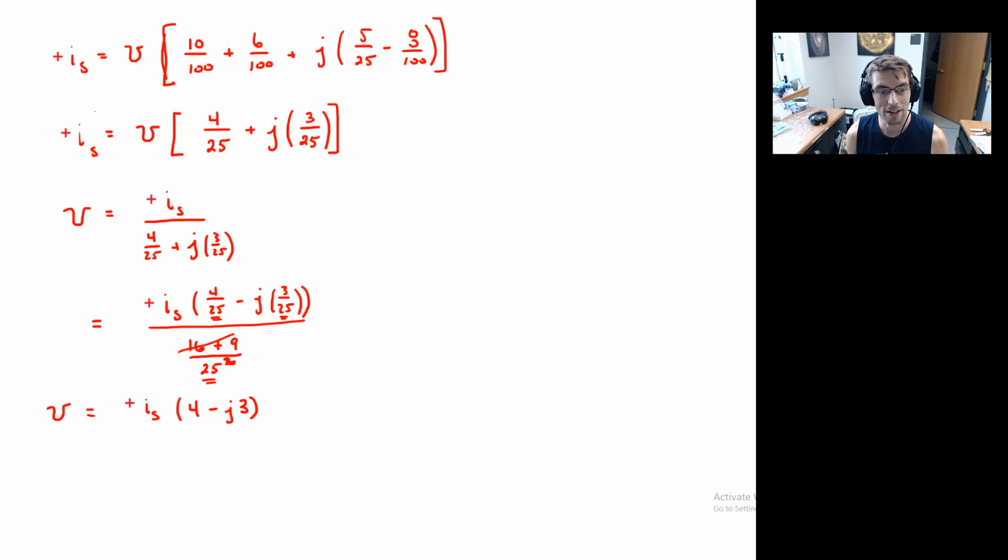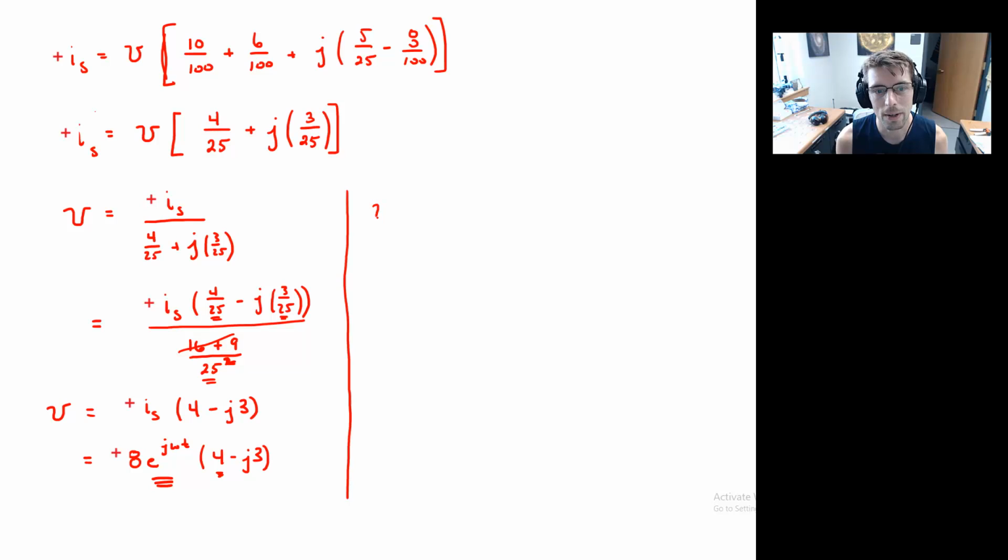But wait, there's more, right? This has just gotten us to the point where now I can substitute in my expression for the current supply. I have 8 e to the j omega t 4 minus j 3. So I'll go ahead and write that out. Let's go ahead and write this whole thing out. I'm going to just separate off right here.